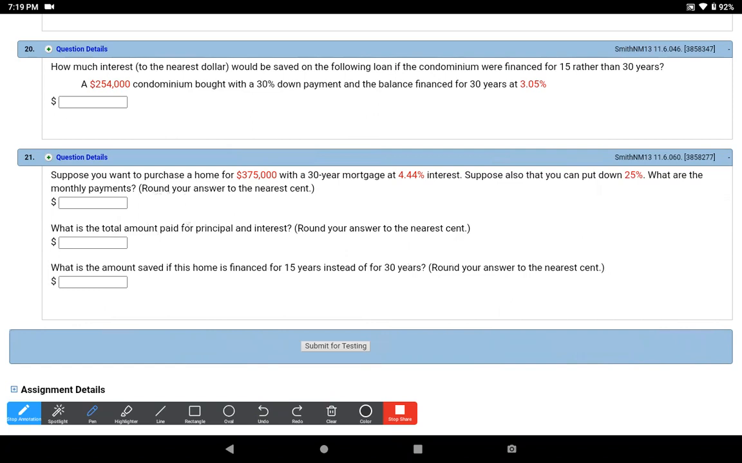Okay, so what's the amount saved if the home is financed after 15 years instead of 30? Okay, so if we finance this house in 15 years, then we have, oh wait, that's not the amount we had. Let me go back. Hopefully, I don't think it will. Let's see, so I'm going to have to redo it a little. 0.75 times 375,000 gave me 28. Oh, come on.